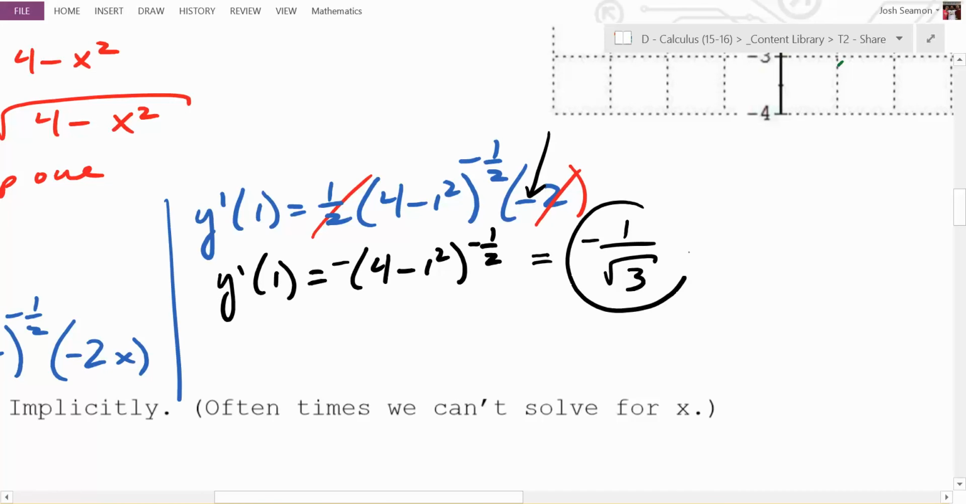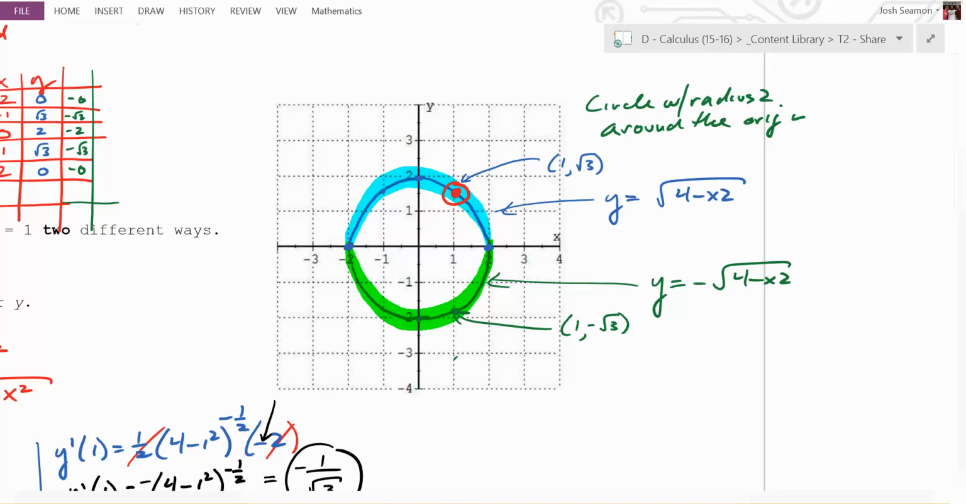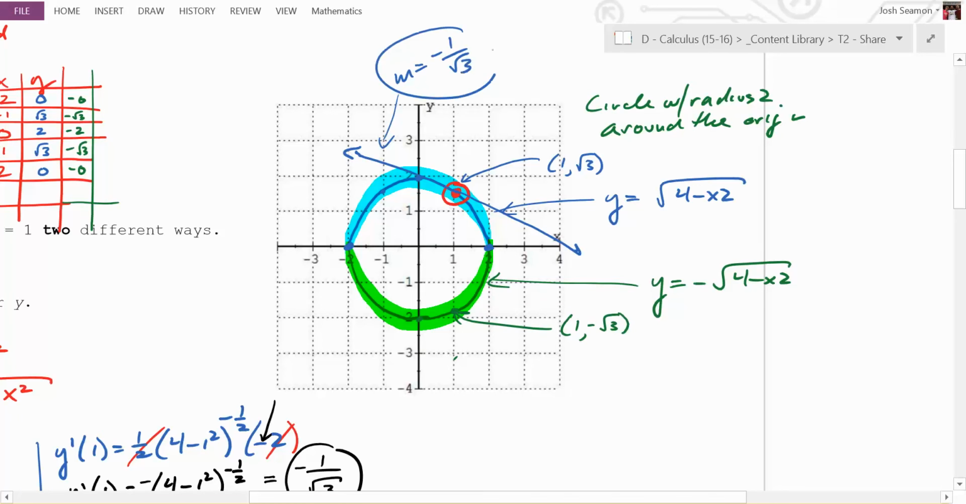Is that about what we thought it was going to be? We were looking at the slope and we thought, was it going to be positive or negative? We thought it was going to be around negative 1/2, right? What did we find the slope to be actually? The slope was negative 1 over root 3.